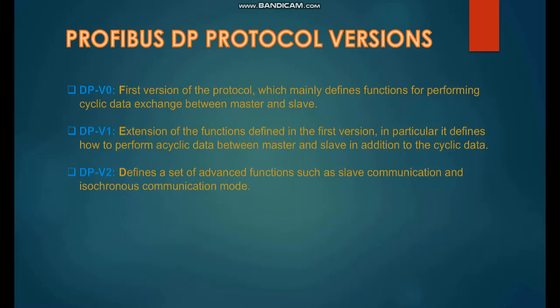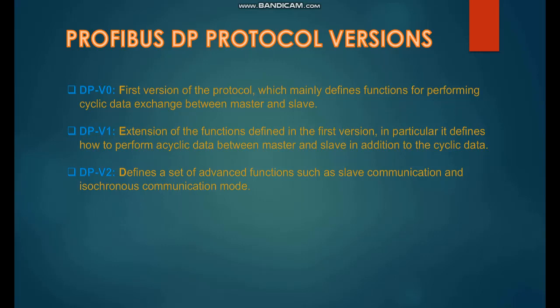DPV2 defines a set of advanced functions such as communication between slaves and isochronous communication modes. Profibus network devices. Three different types of equipment are specified in a Profibus network. Slaves, passive stations in the network which only respond to requests made by the master.